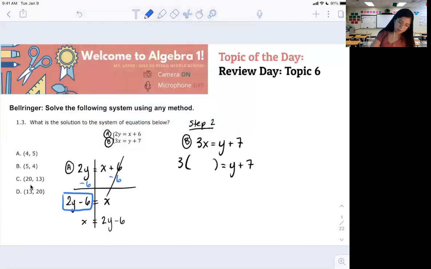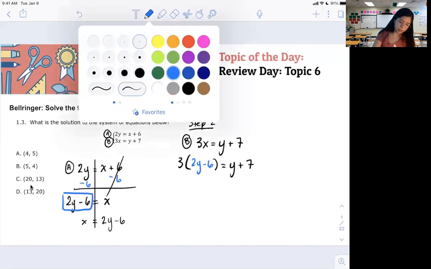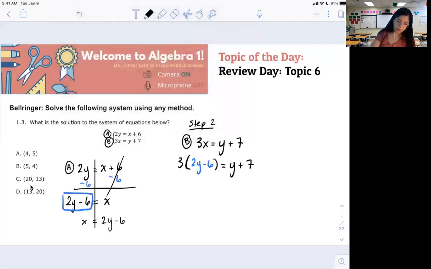All right. Plugging it in. Now what do I do? Distribute. Multiply. Good. 3 times 2, 6y. And then 3 times negative 6, negative 18. Good. All right. Now there's a situation here. What needs to happen? Take away the 7.